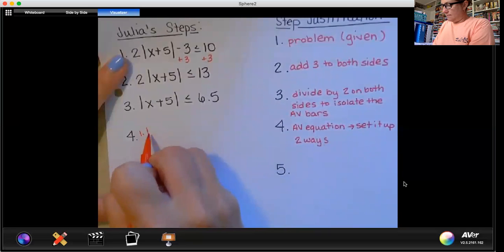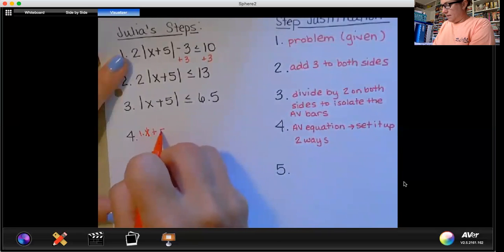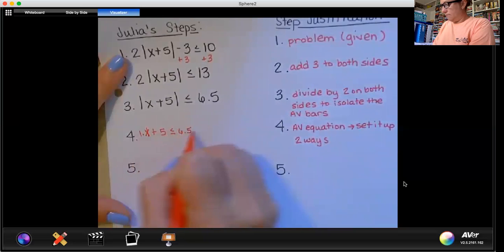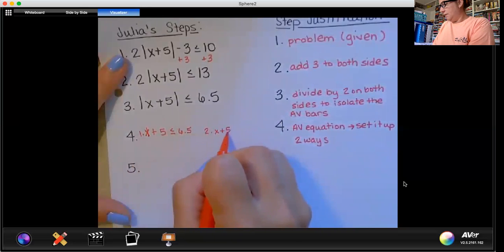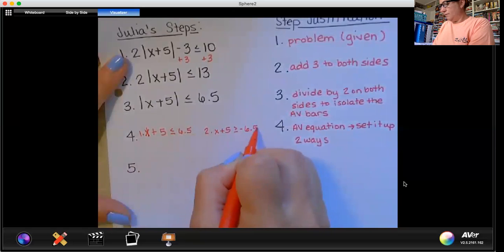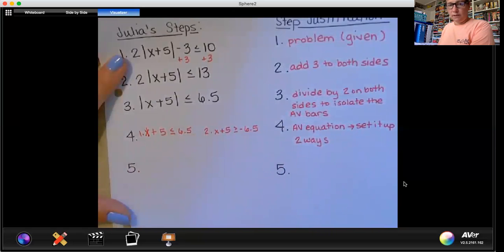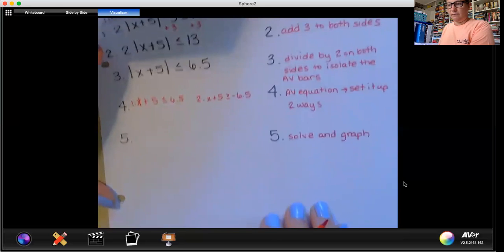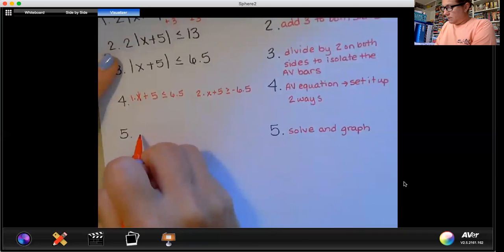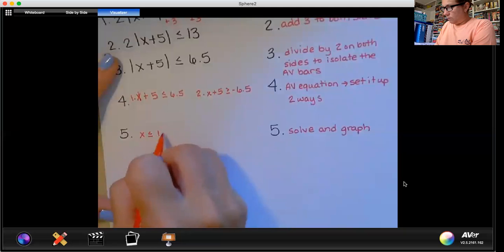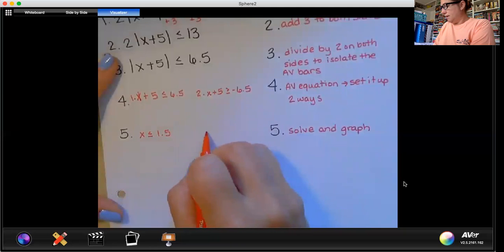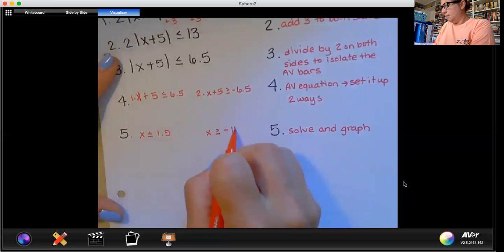So we have the absolute value of x plus 5. That's just going to become x plus 5 less than or equal to 6.5, and x plus 5 is greater than or equal to negative 6.5. What's left is we're going to solve and graph. We haven't looked at an absolute value inequality graph yet, so we're going to do that here for the first time. So subtract 5, x less than or equal to 1.5. Subtract 5, and x is greater than or equal to negative 11.5.